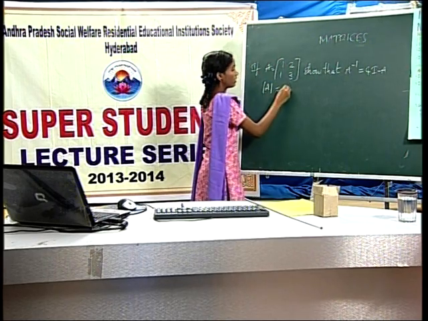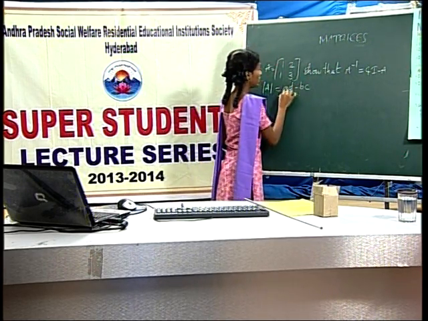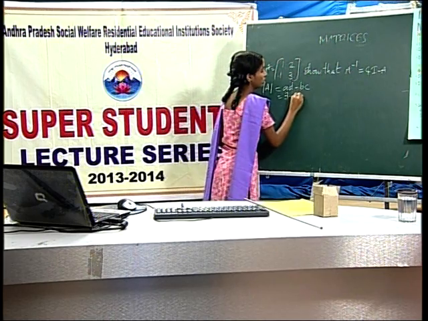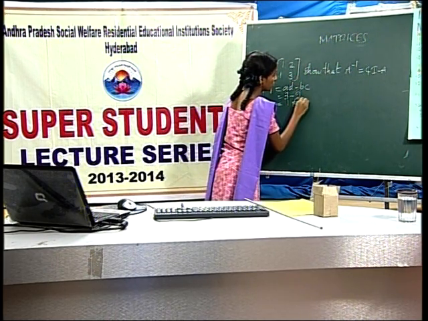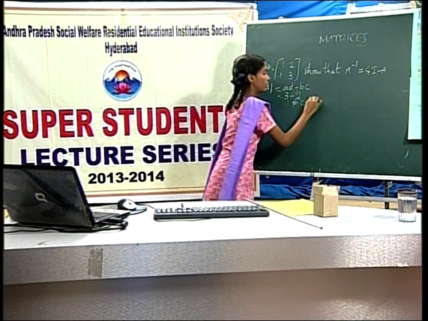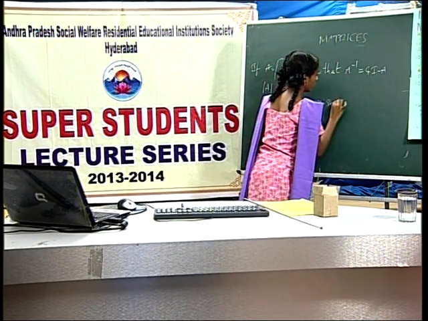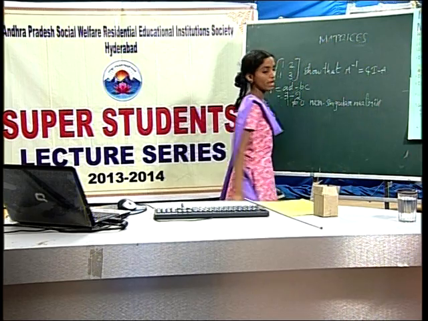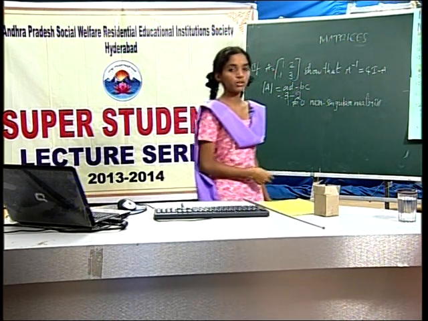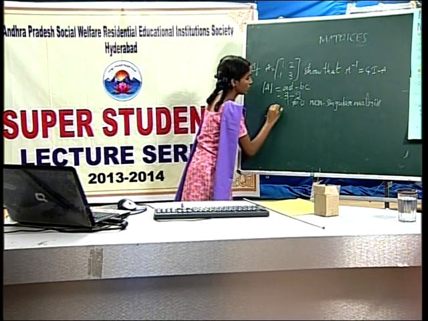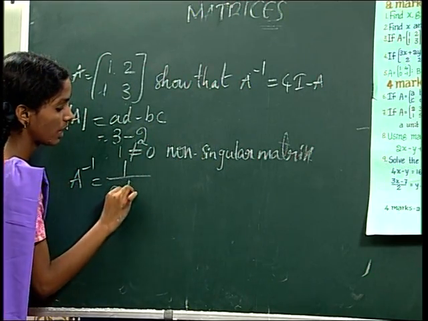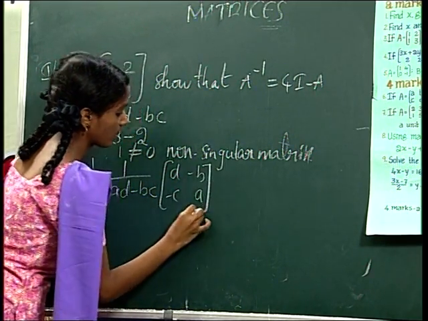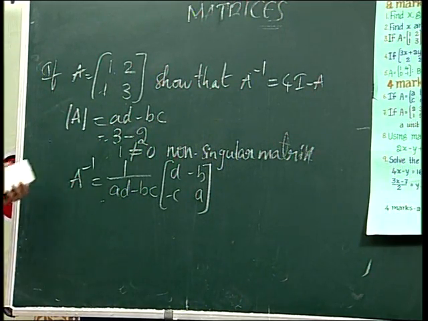What is the determinant of A here? AD minus BC. What is AD here? 3 into 1 is 3, minus BC, 2 into 1 is 2. Therefore, 1. It is not equal to 0. So, it is a non-singular matrix. For a non-singular matrix, inverse exists. So, we have to find the inverse now. We already know that the inverse is 1 by AD minus BC, times D, minus B, minus C, A. This is the inverse.